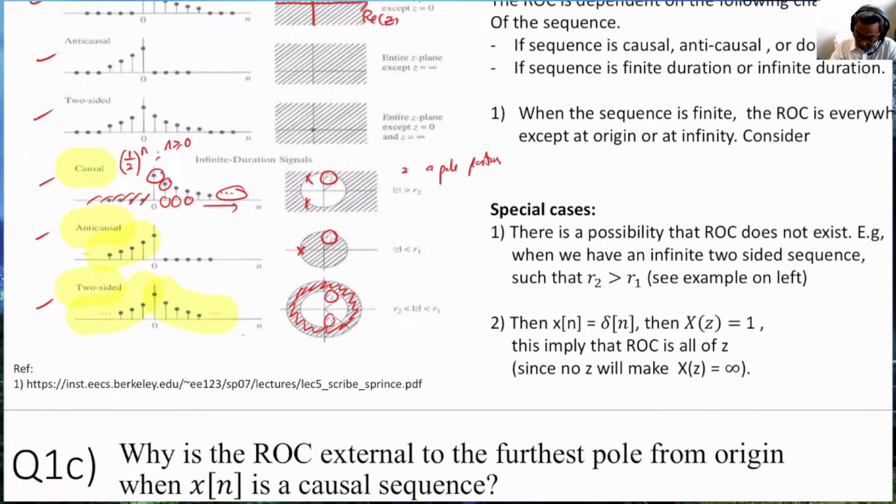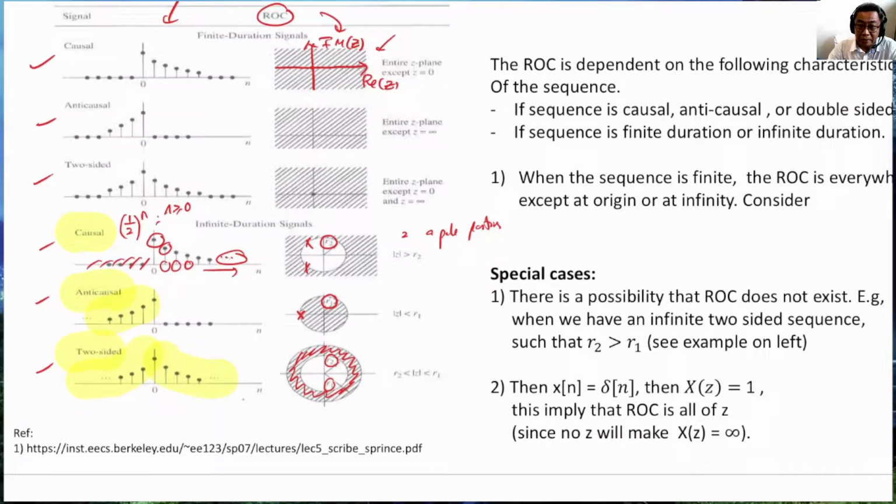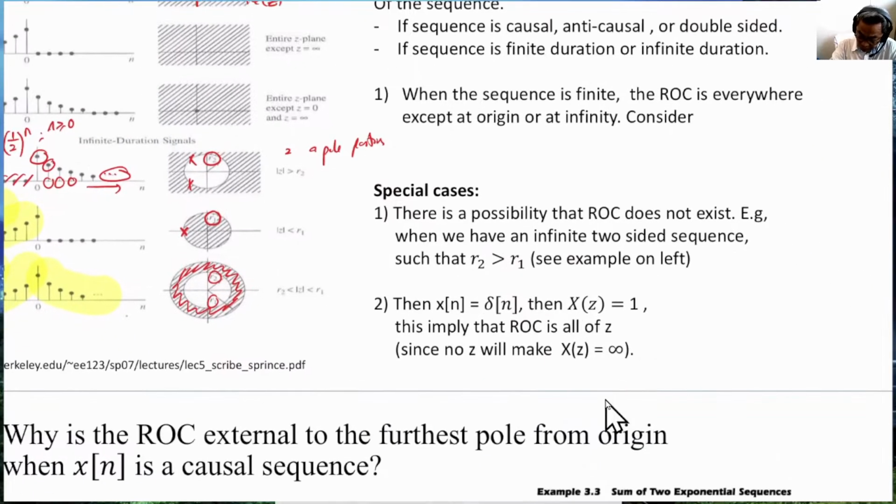So, in summary, we are interested in causal sequences, finite duration sequences and infinite duration sequences, and each of these sequences will have a different type of ROC. There are two special cases. The easiest special case is when x of n is equal to delta. The Z transform of the delta is 1. Since X(z) is 1 and is not affected by any z, the region of convergence is all of z.